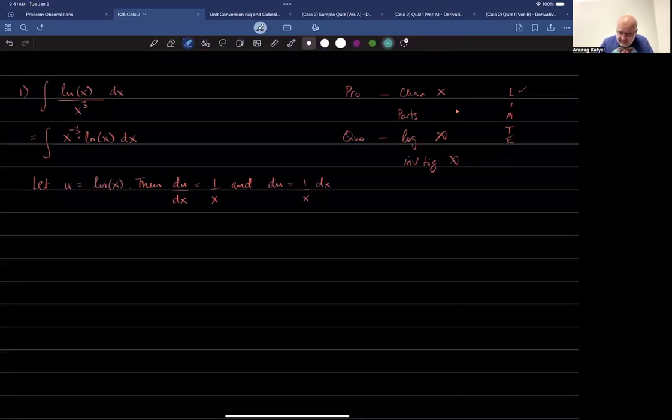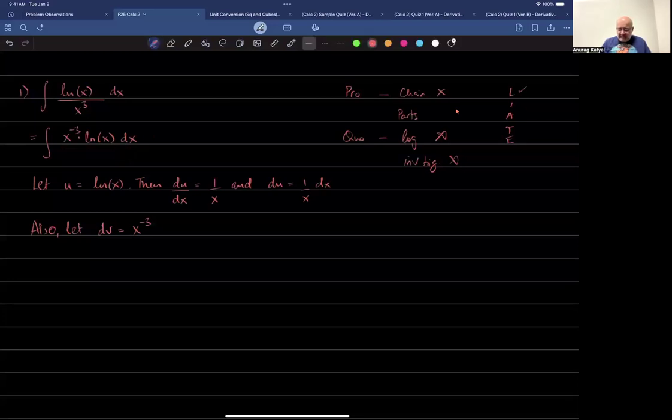And I'm going to say also let dv equal to, well, the other function, x to the negative 3 dx. Quite a few of you didn't write the dx there. Incorrect. Because you're saying this portion is u. Everything else has to be dv. You cannot just say, oh, this is dv. Well, then what about dx? Where does that go? You have to account for the entire thing that follows the integration symbol.